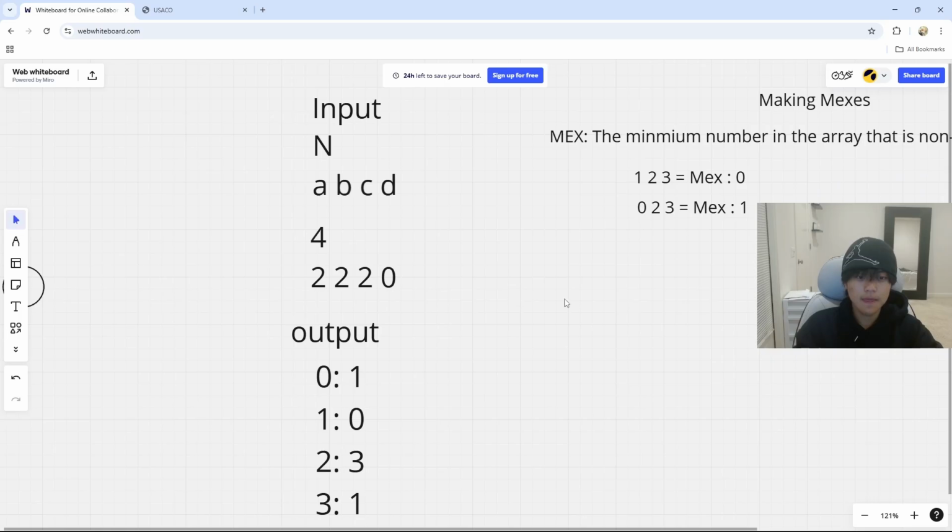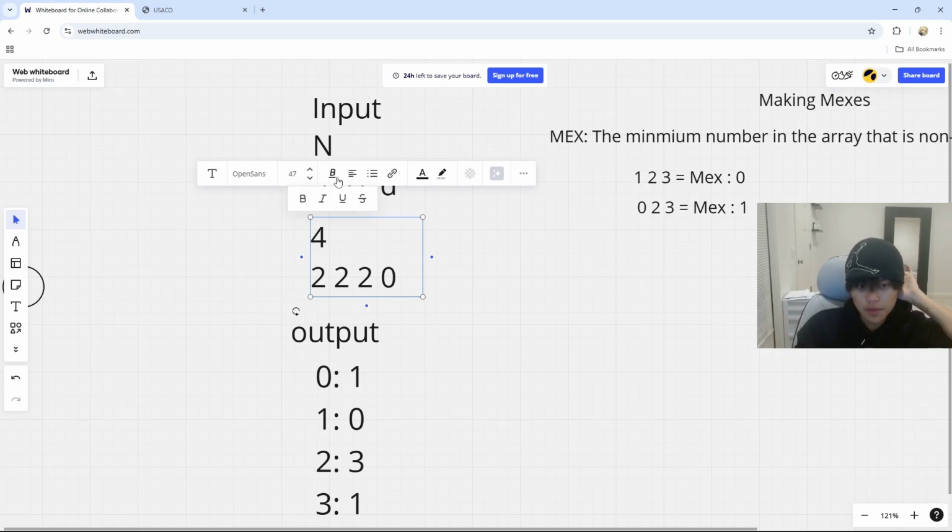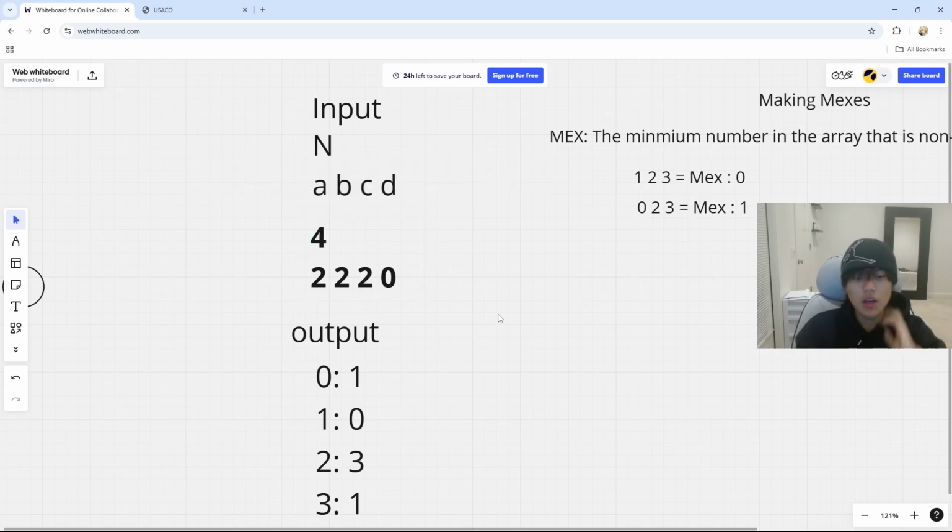So if we look at the input that they gave us, 4 2 2 2 0. Similar to the second example I gave, the mex would be 1, right? 0 to infinity, it would be 0, pushed up to 1 because there already is a 0. 1 is not there. It's also a non-negative number. Therefore, 1 is the mex.